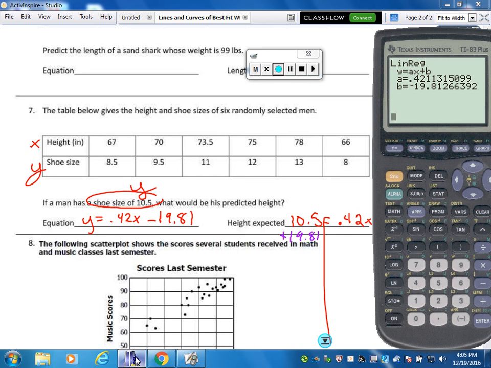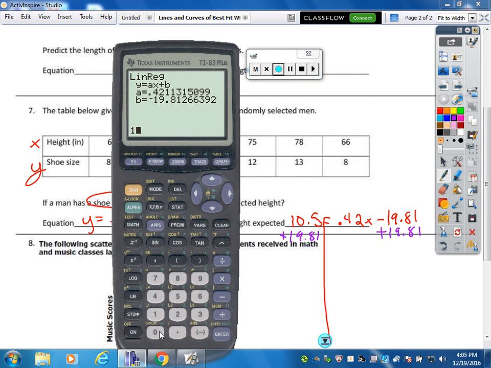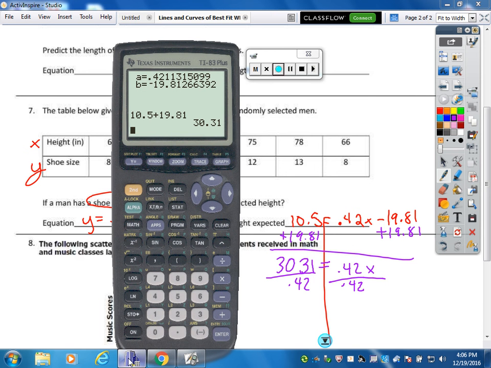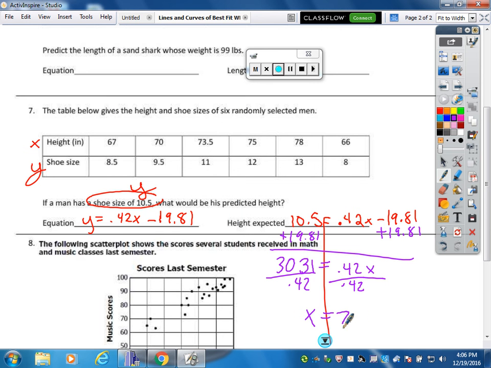So back to our calculator. We've got our 10.5 in. We're going to add 19.81. We get out a number, 30.81. Oops, that wasn't 30.81, that was 30.31. And then we just need to divide by our 0.42. So just solve the two-step equation as we go. So divide that by 0.42. And we know that he should be about 72.2 inches tall. Which is a pretty tall guy.